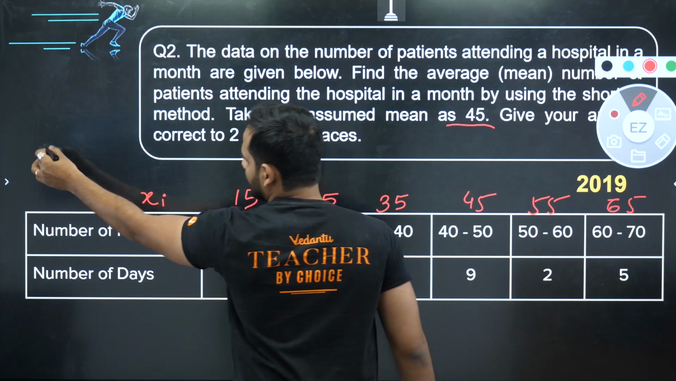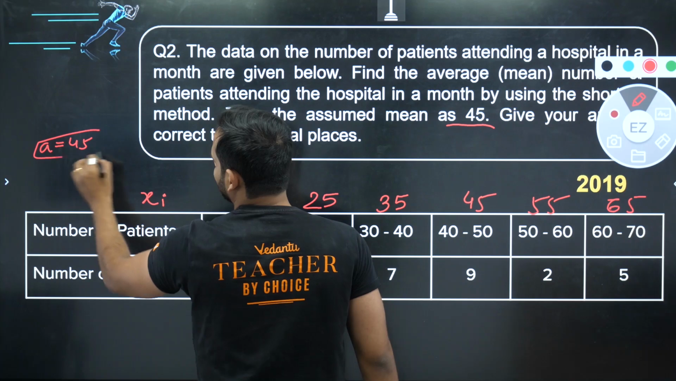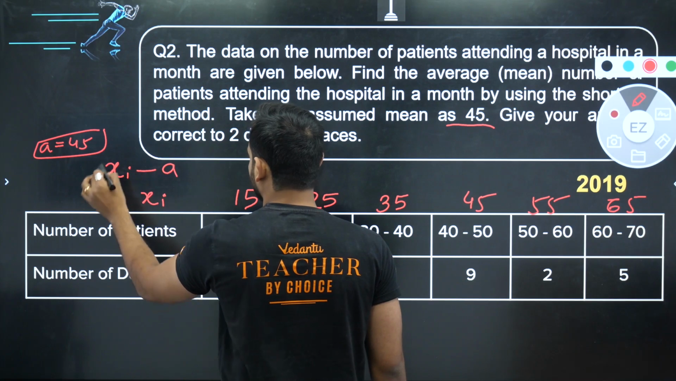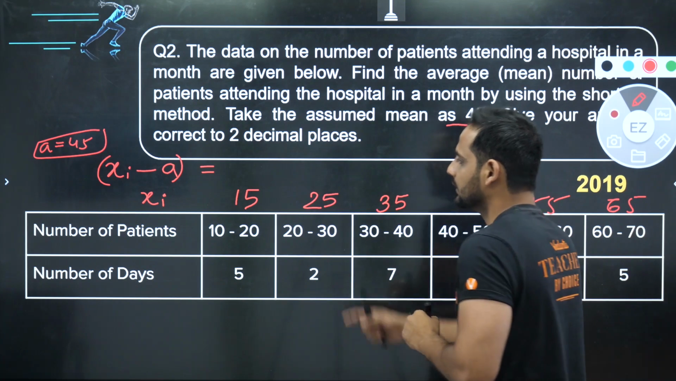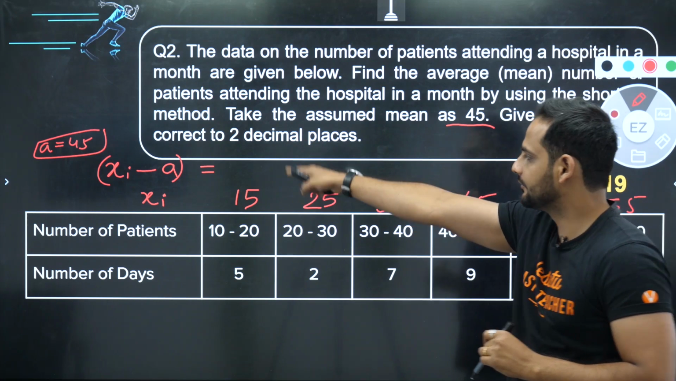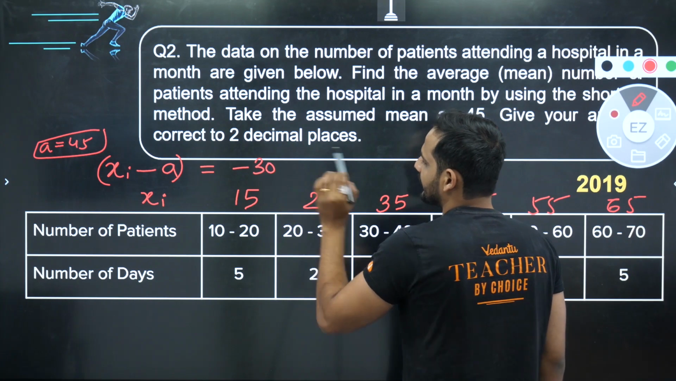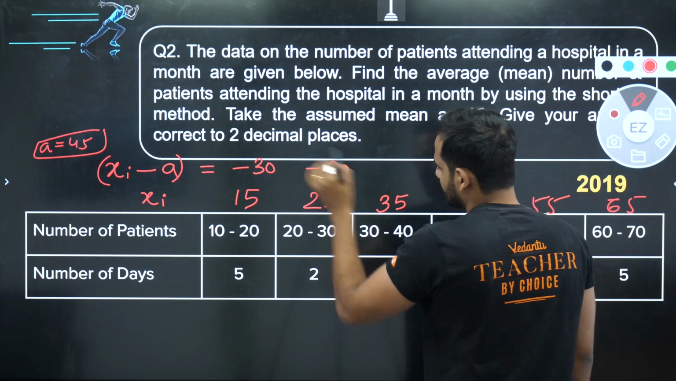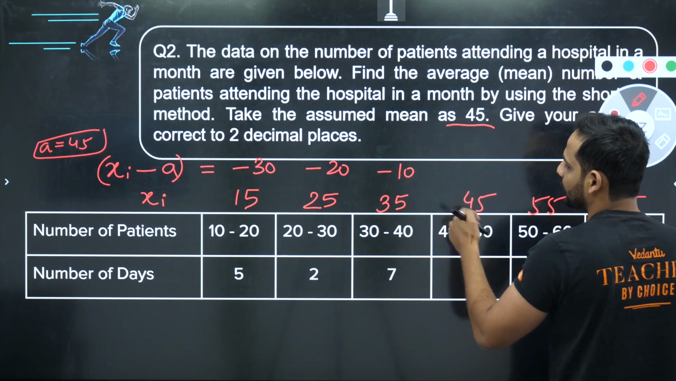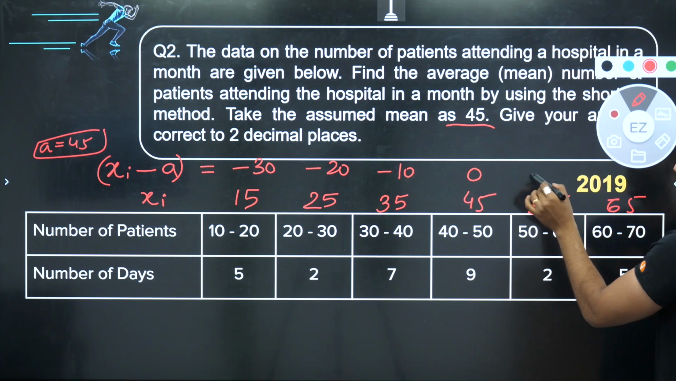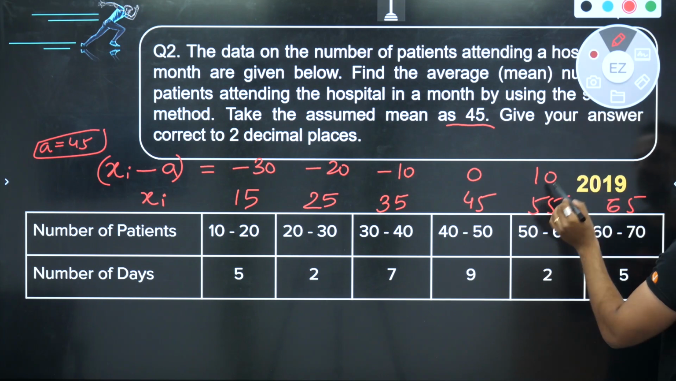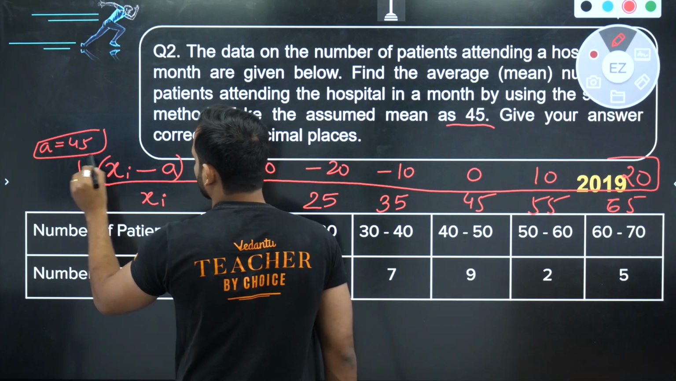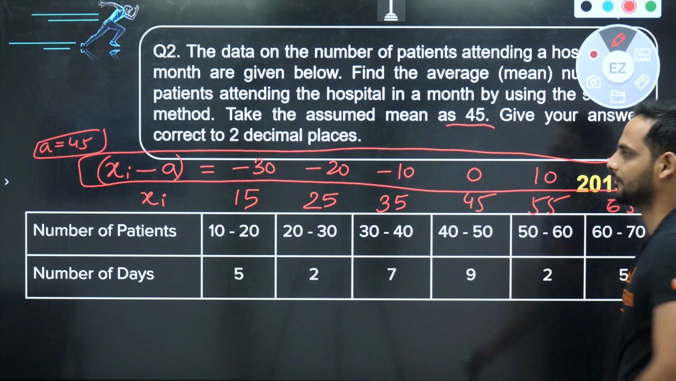So if I say A is equal to 45, the assumed mean, I have told you this is the middle value, assumed mean is 45. So I can say xi minus A is going to be equal to 15 minus 45, which is minus 30. 25 minus 45 is minus 20. 35 minus 45 is minus 10. 45 minus 45 is 0. 55 minus 45 is 10. And 65 minus 45 is 20. So these are going to be your values of xi minus A.